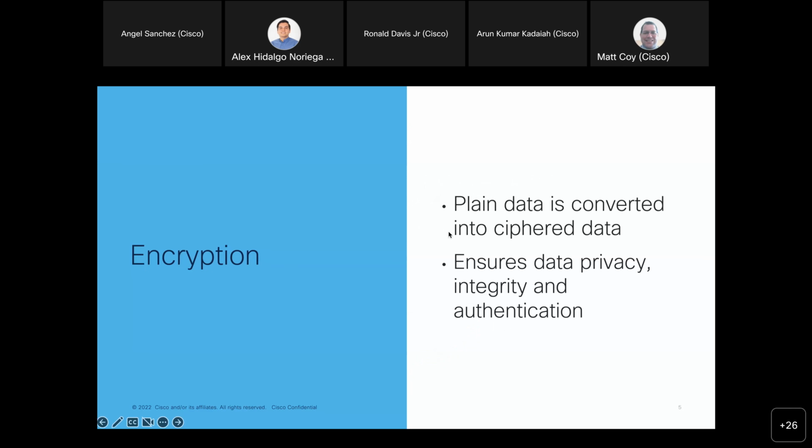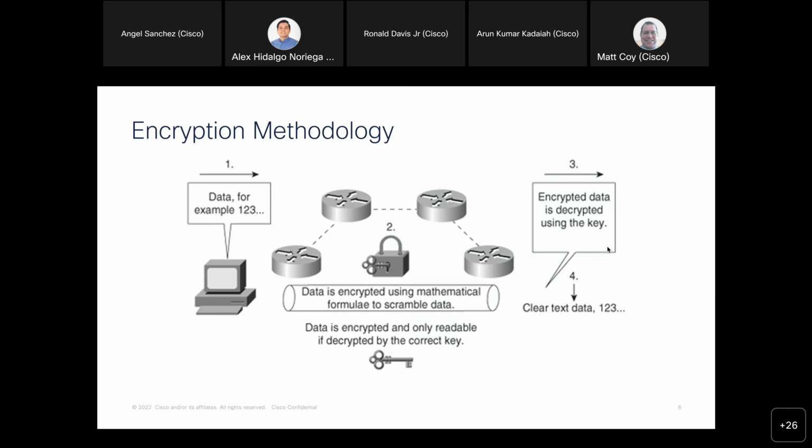Encryption. We'll talk now about encryption. Encryption is a process in which plain data is converted into ciphered data. This plain data is ciphered using different methodologies depending on the encryption algorithm that we use, and this ensures data privacy, integrity, and also provides authentication. In the next slide, we will see how encryption works. This is the methodology of how we can convert plain text data into ciphered data.